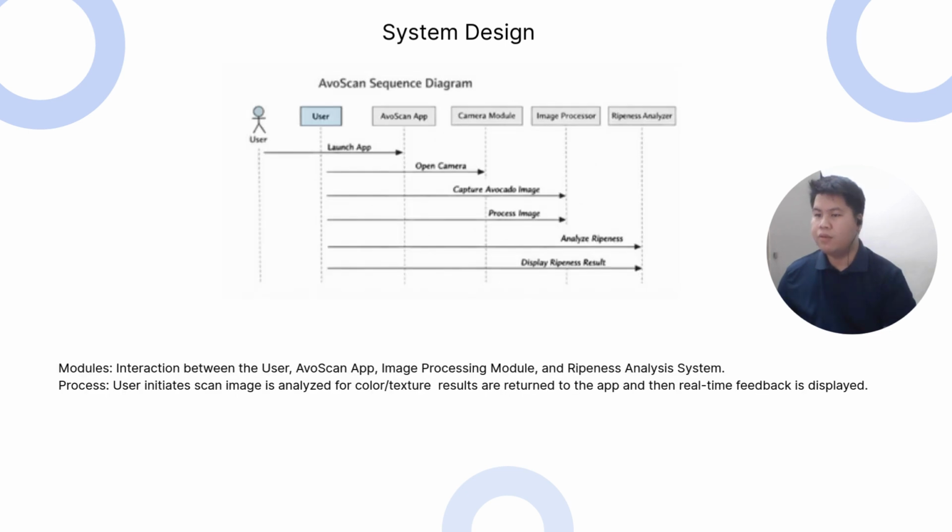Next is the sequence diagram. The modules show the interaction between the user, the AvoScan app, the image processing module, and the ripeness analysis system. The process: the user initiates a scan, images are analyzed for color and texture, results are returned to the app, and real-time feedback is displayed.